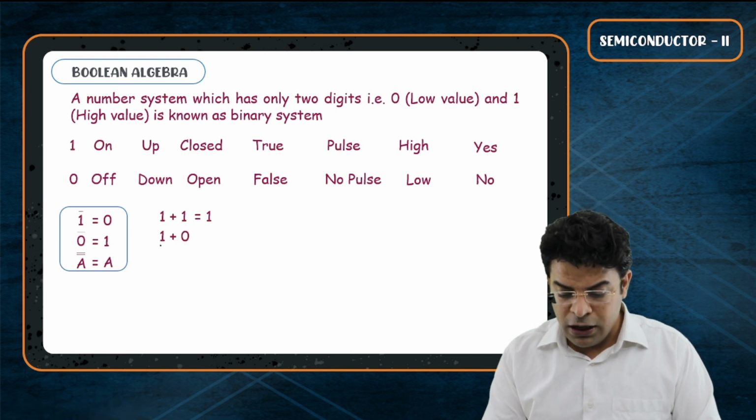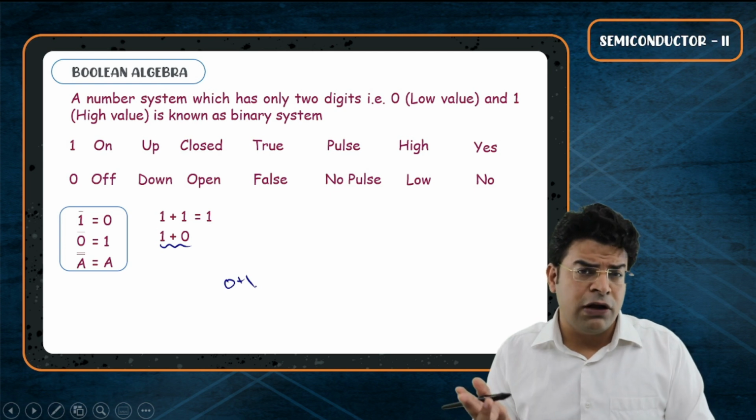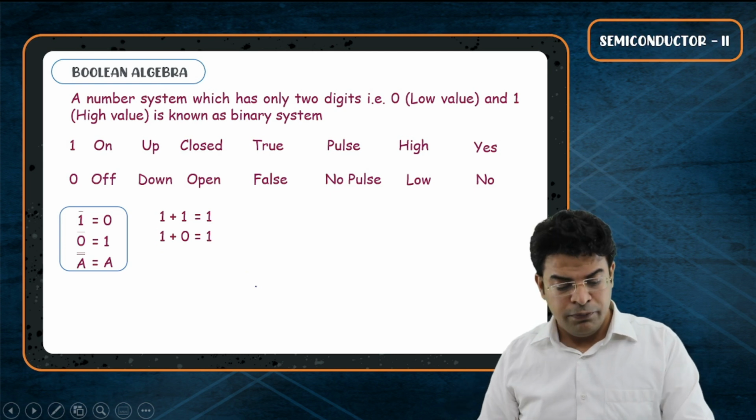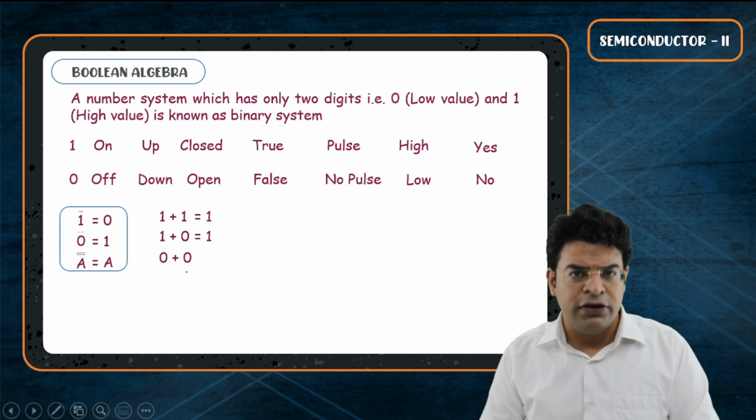What will 1 plus 0 or 0 plus 1 give you? Use your basic maths. 0 plus 1 or 1 plus 0 gives you 1. What will 0 plus 0 give you? From your basic math, 0 plus 0 gives you 0.